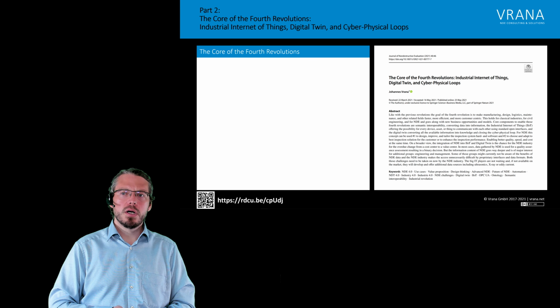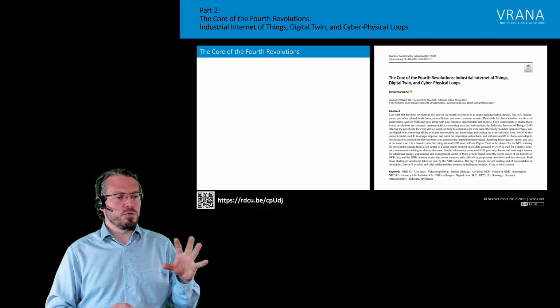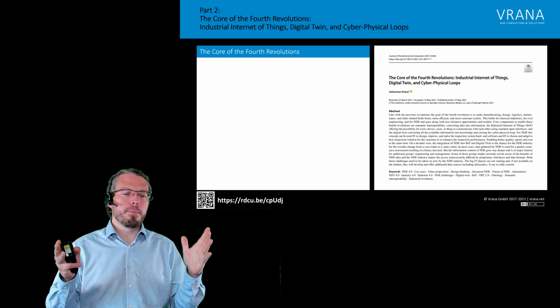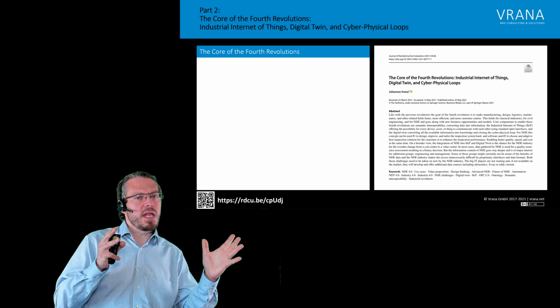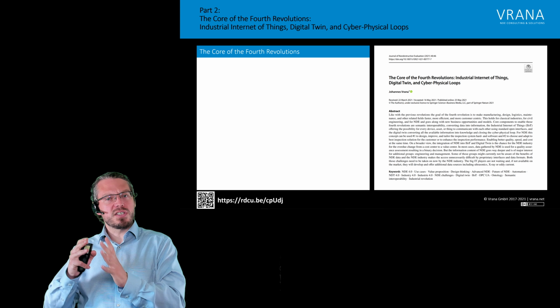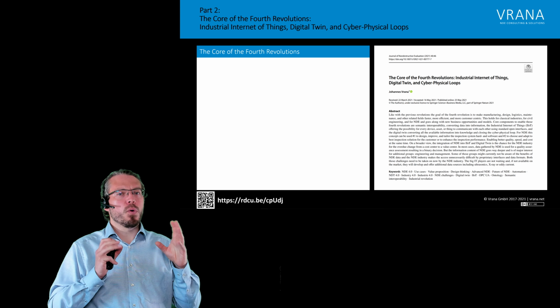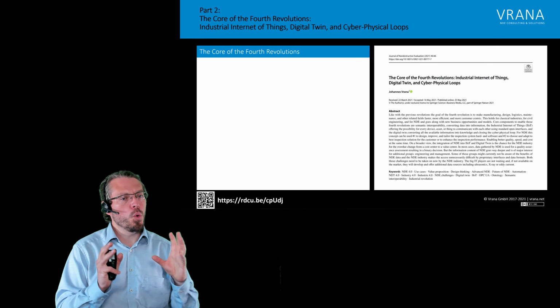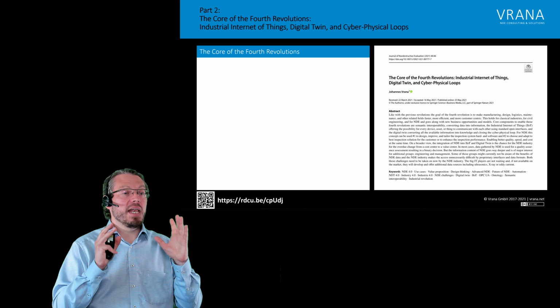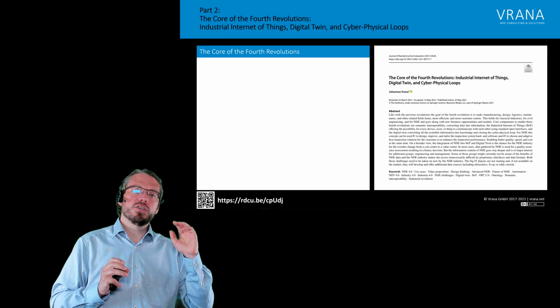Part 2, now we are getting into the technical core of the fourth revolution. So the first was really about the basics. What is NDE 4.0? What are all the technologies? And what are the major use cases? And perhaps, how you could get there. Now we are getting more in depth in the core of it. And that's the industrial Internet of Things. That is the digital twin. And those are the cyber-physical loops.